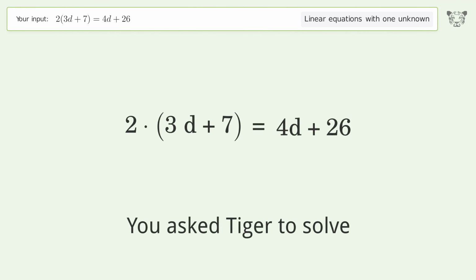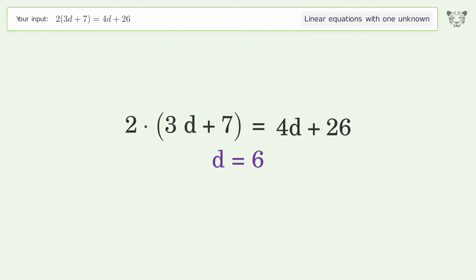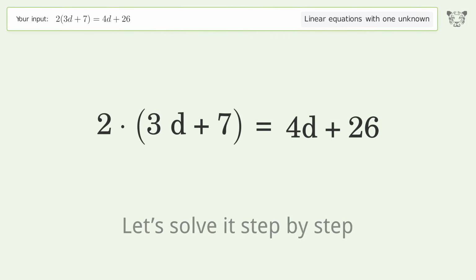You ask Tiger to solve. This deals with linear equations with one unknown. The final result is d equals 6. Let's solve it step by step.